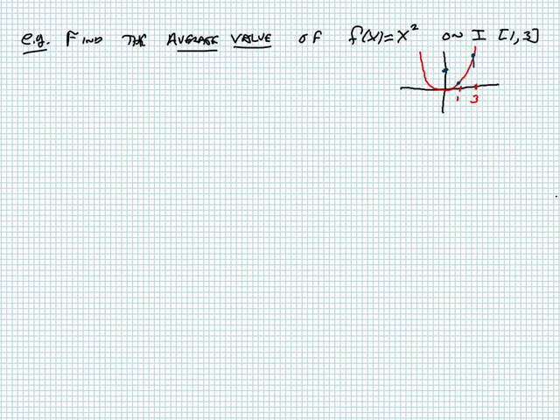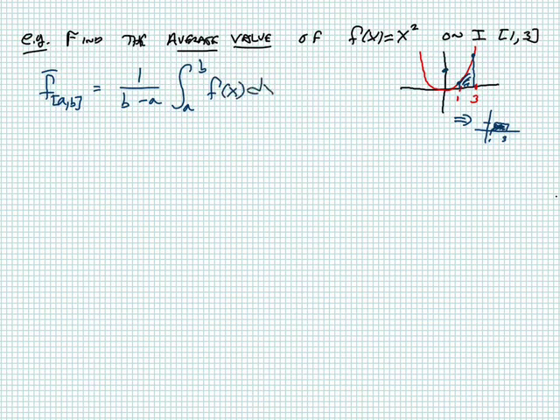And the way I find that, remember, is I'm going to take this area, and then equate it to an area that's equal, but is a rectangle between 1 and 3. And the height of this rectangle is my average value. Okay, so let's write that equation out. The average value of f, so the average y value on the interval from a to b, is equal to 1 over b minus a times the integral from a to b of f of x dx.